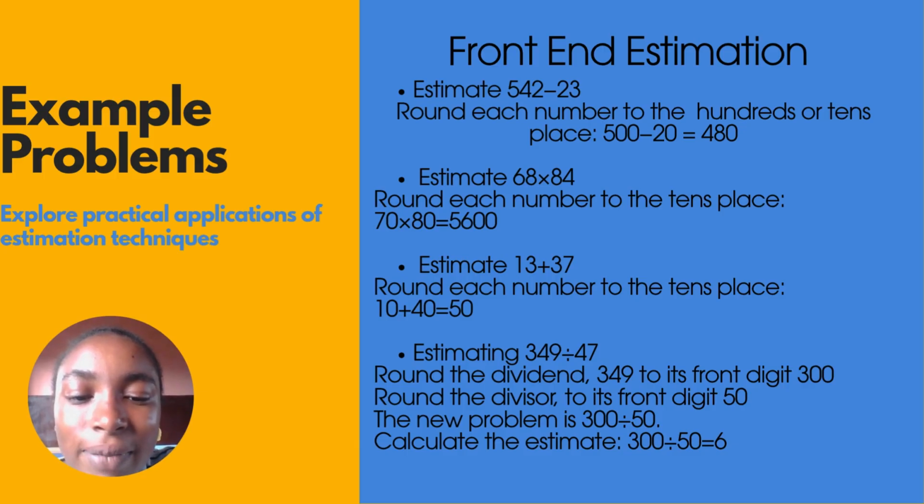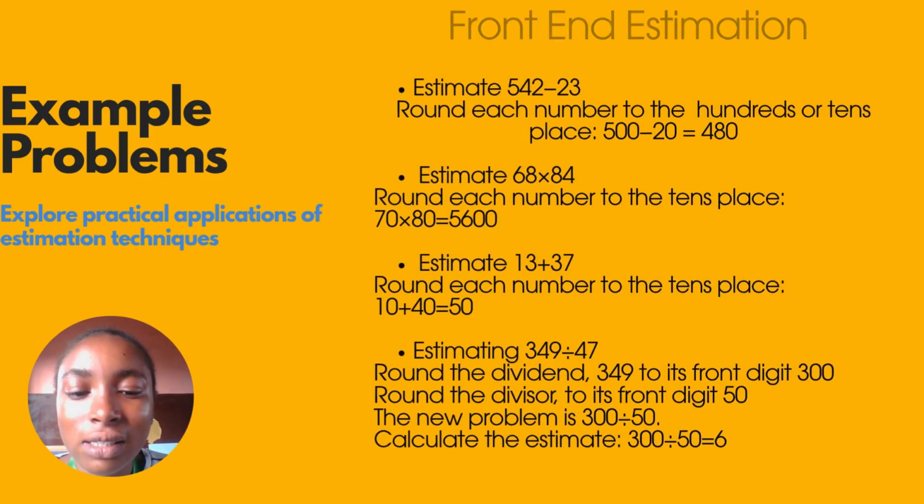Now we have to estimate 349 divided by 47. What do we do? You round the dividend, which is 349, to its front digit, 300. You round the divisor also to its front digit, which is what? 50. So now the new problem is what? 300 divided by 50. Calculating the estimate, 300 divided by 50 is 6.